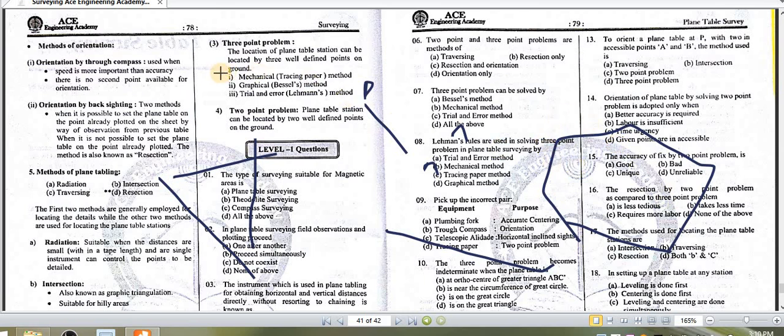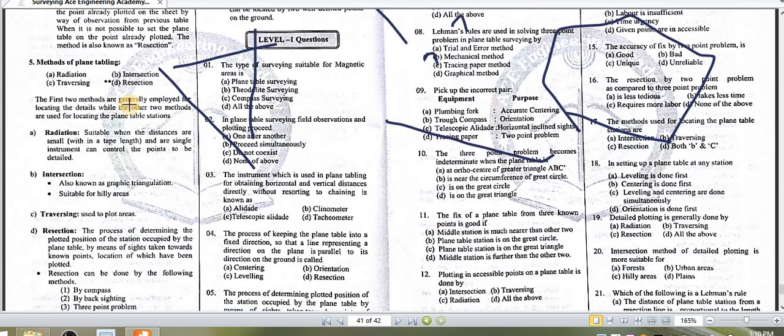Okay, the 3-point method. There are mechanical methods in which you can use mechanical instruments to get a new point. One is your graphical method, based on certain graphs you can get your new point. Next is your trial and error method, which is also called the Lehmann method. And the 2-point problem: plane table stations can be located by two well defined points. So with the help of 2 points you can easily get a new station point. So these come under the resection method.